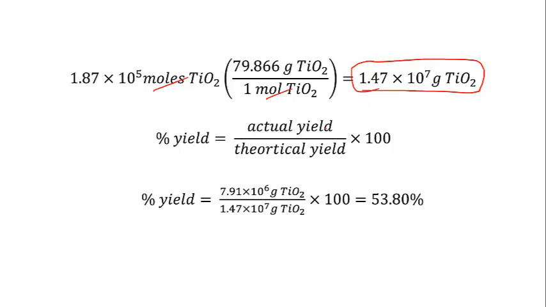Percent yield says actual yield divided by theoretical yield times 100. So our actual yield given in the problem statement is 7.91 times 10 to the 6th grams titanium dioxide. So your actual yield divided by theoretical yield, which we calculated, is 1.47 times 10 to the 7th grams titanium dioxide. You multiply this by 100 to convert your decimal into a percent, and you see that your percent yield for this chemical reaction is 53.80%.